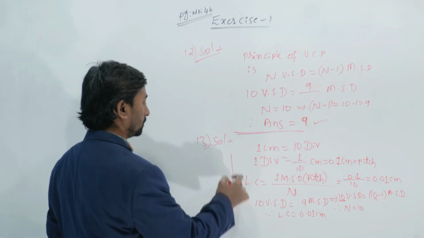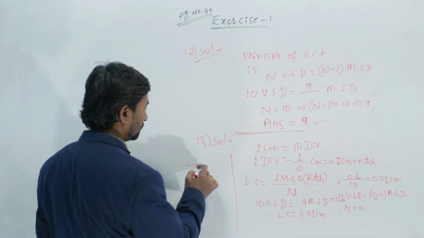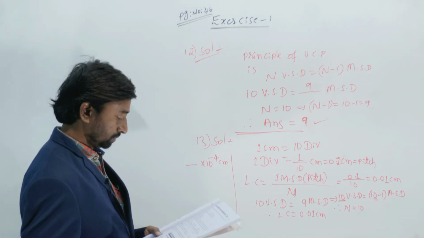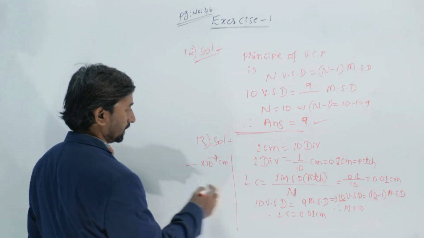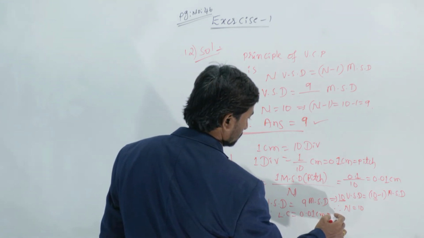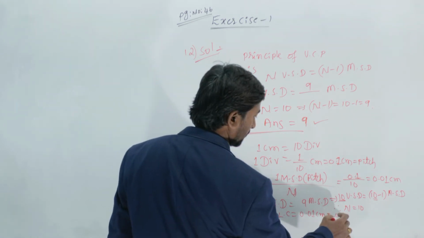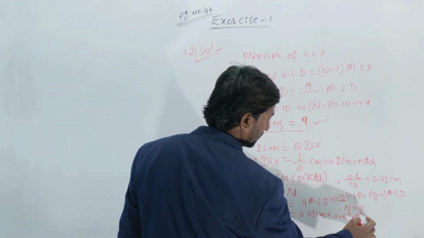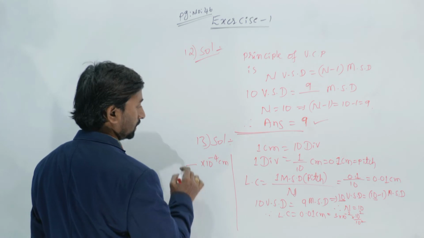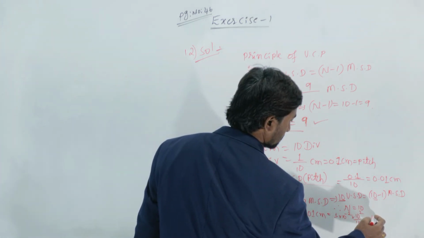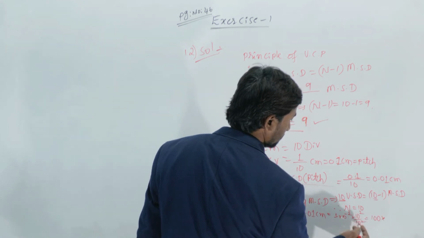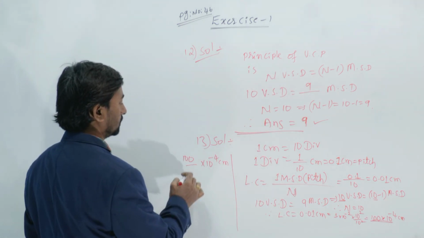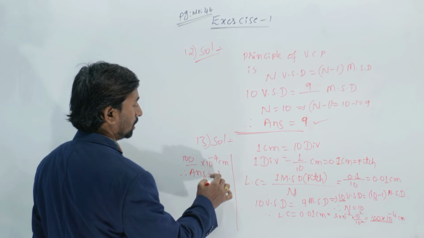So how have they given the answer? They have given a blank multiplied by 10 to the power of minus 4 centimeters. We have to convert our value into this form. 0.01 can be written as 1 into 10 to the power of minus 2. To get minus 4, we multiply and divide by 100, so it becomes 100 into 10 to the power of minus 4 centimeters. Therefore, the answer is 100.